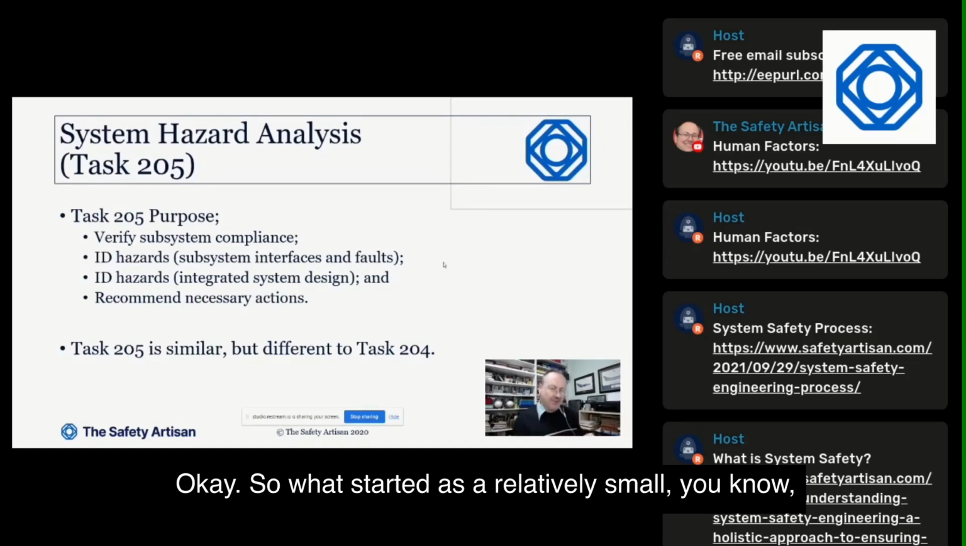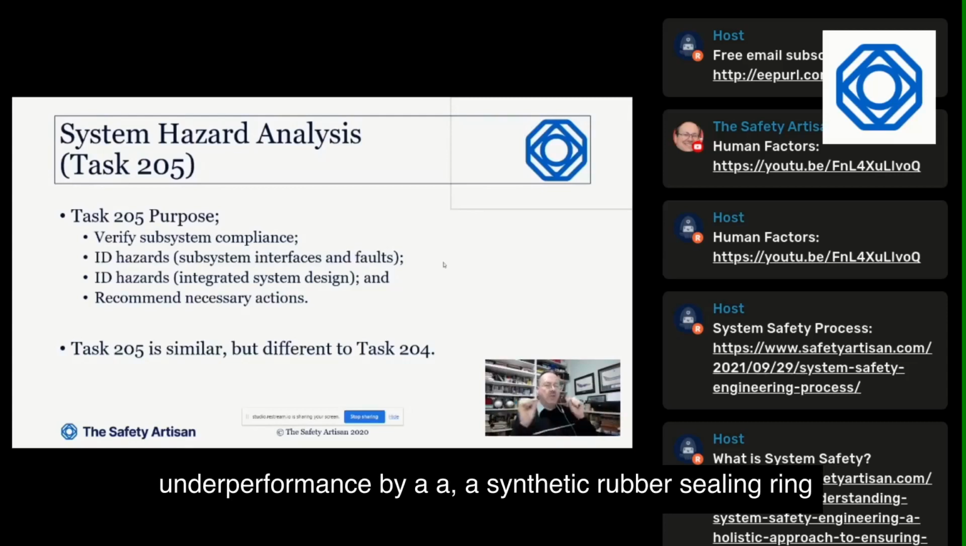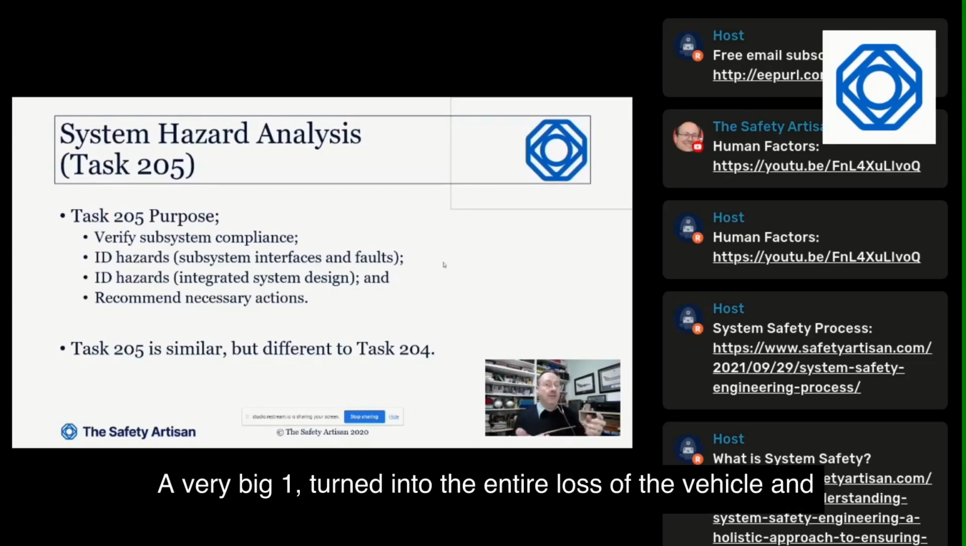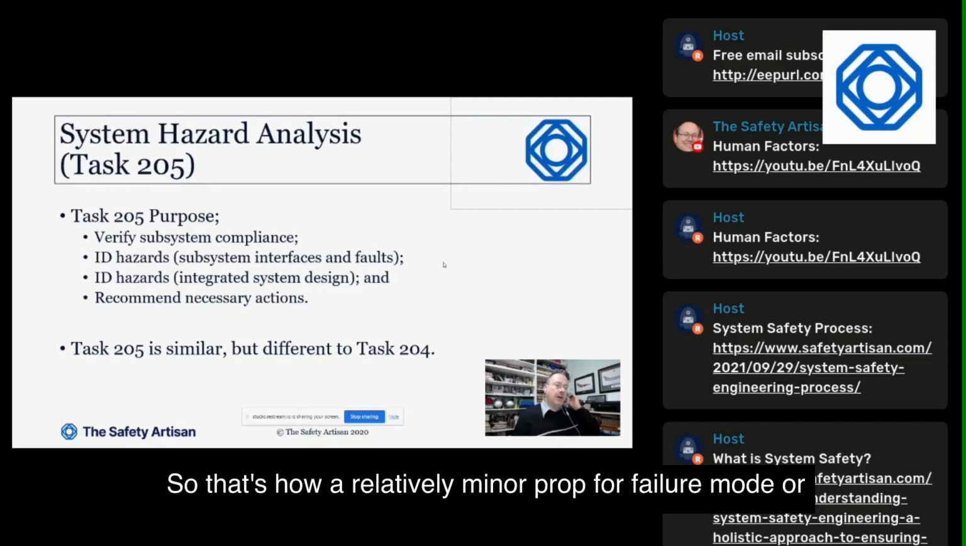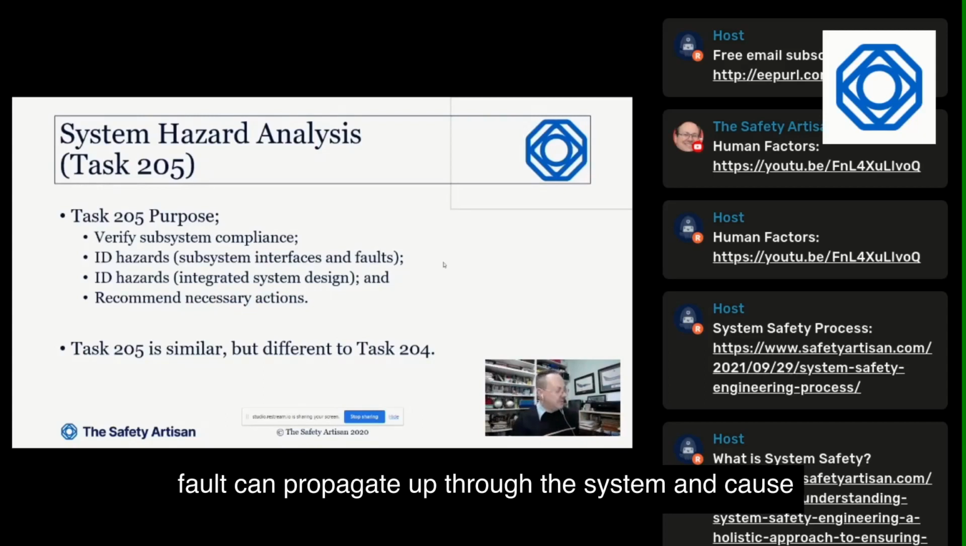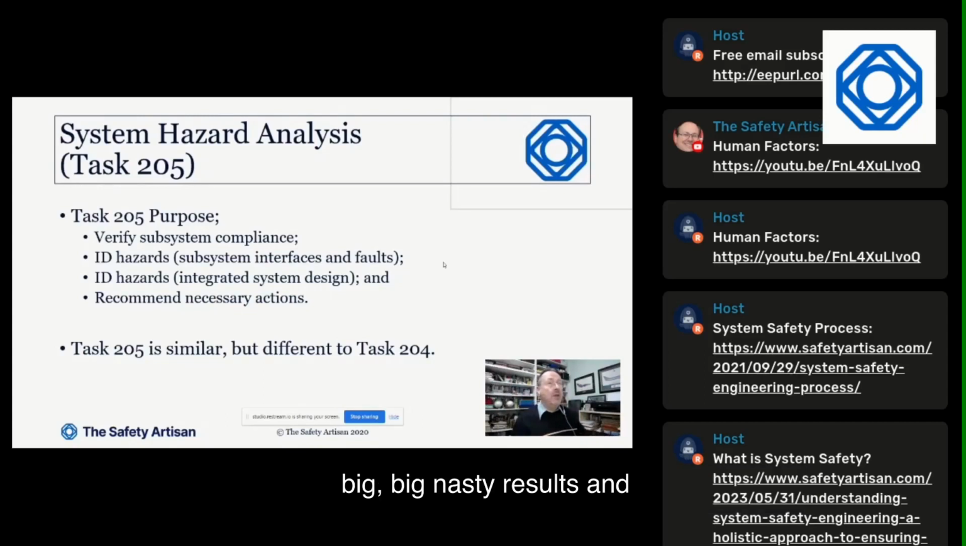Okay, so what started as a relatively small underperformance by a synthetic rubber sealing ring, albeit a very big one, turned into the entire loss of the vehicle and all the crew. So that's how a relatively minor fault or failure mode can propagate up through the system and cause big, nasty results. And that's what we've got to think about.